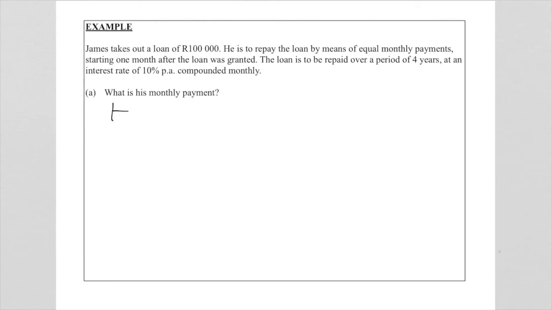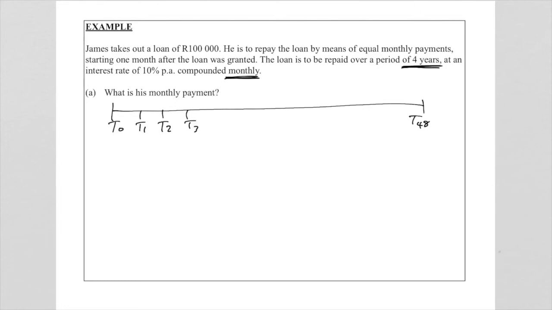So let me just draw a timeline and say T1, T2, T3, and it continues like that, and this will be up to T48. I hope you agree with the 48 there, because it's 4 years and it is monthly. So that means 4 times 12. Now, the loan was granted right at T0, that is the 100,000.